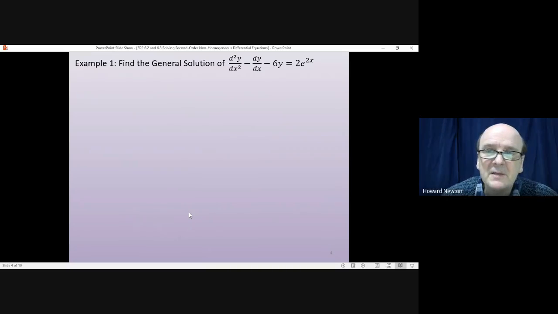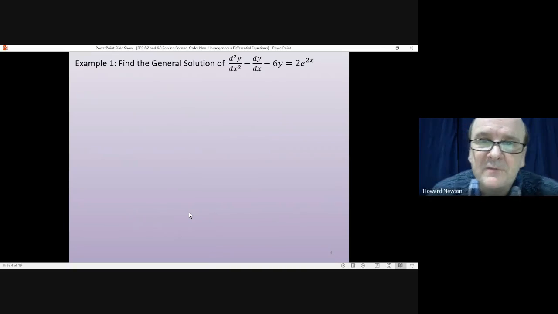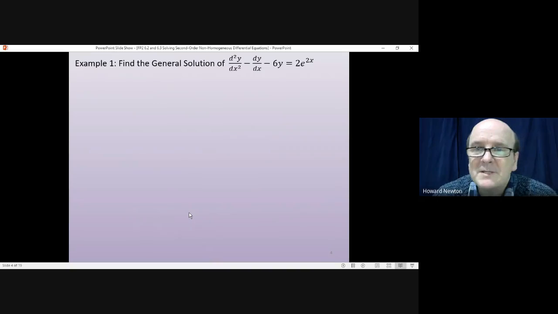Okay, let's have a look at how this works out in practice. So if you had to find the general solution of d2y by dx squared minus dy by dx minus 6y equals 2e to the 2x, you find the complementary function by solving when this is equal to 0, and then you choose a particular integral y equals ae to the 2x. Differentiate it once, differentiate a second time, substitute those into the equation, and move on from there. Now, I'll let you have a go at doing this yourself first. So pause the video, have a go, and then come back to me again when you're ready.